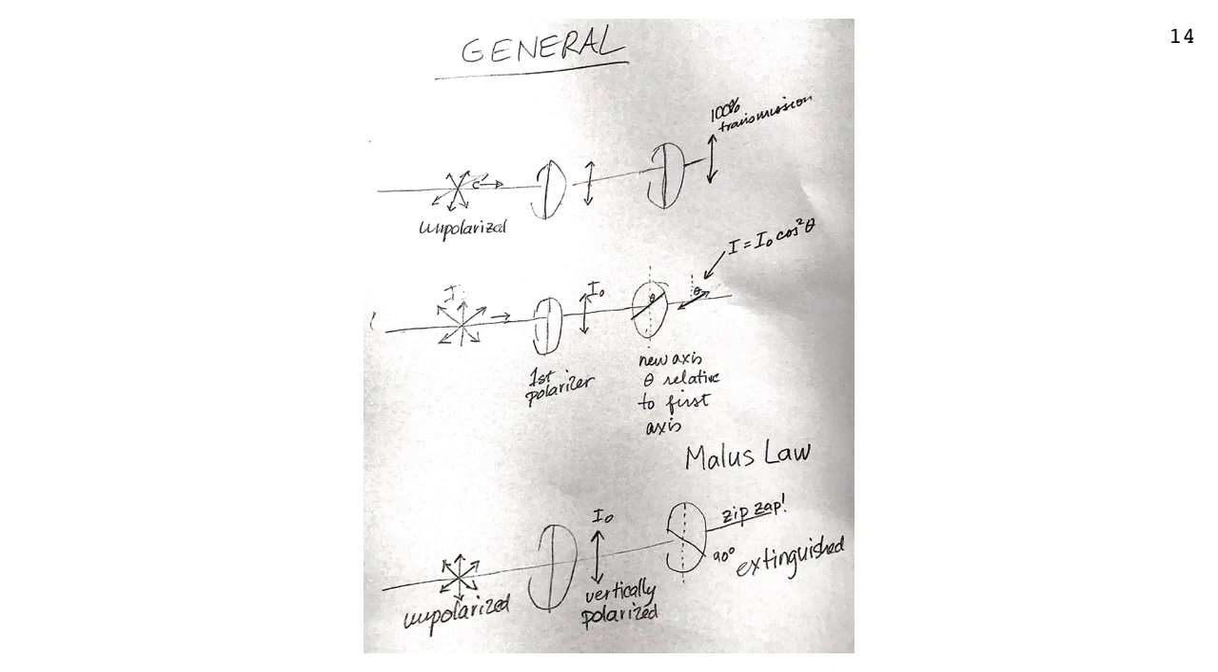Okay, so here's unpolarized. Here's vertically polarized. And then over here is zip zap. And then this one up here is partially polarized or repolarized. Now, this is what polarizers do.